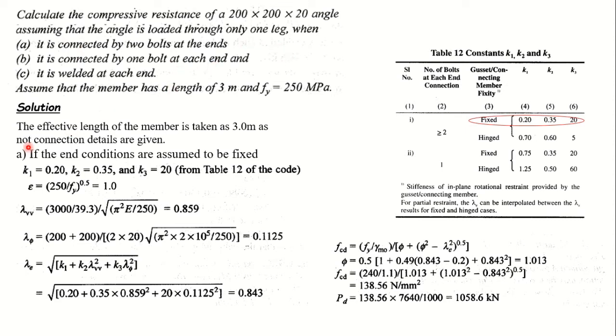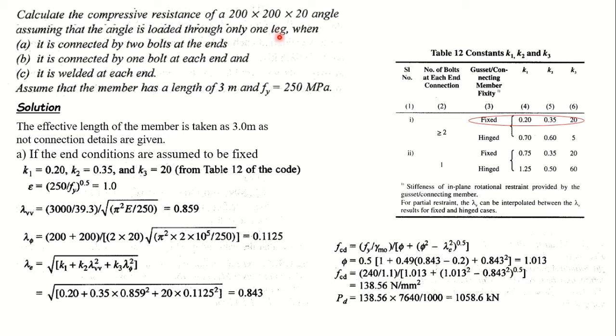Since it is a single angle section and it is told that it is loaded through one leg only, note that if it is not clearly mentioned in the problem that it is loaded through one leg or that it has concentric loading, and it is given that it is a single angle section, then it is better to go ahead with the assumption that it is loaded through one leg only, because this will give you the lowest load carrying capacity.